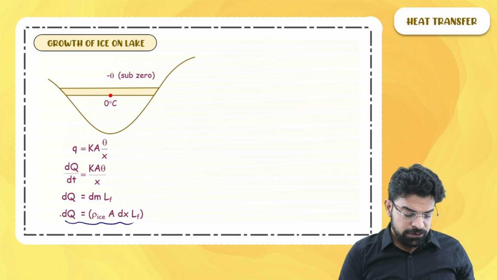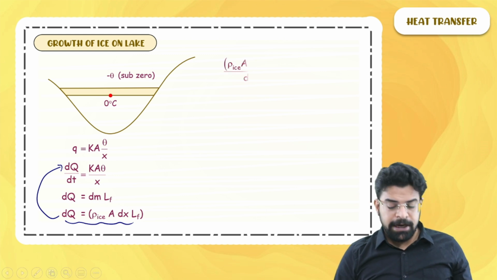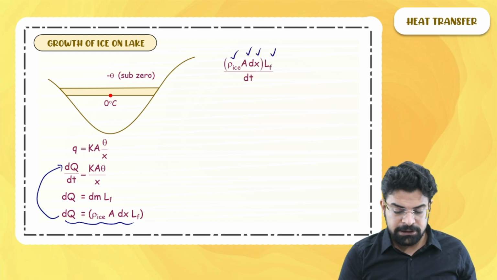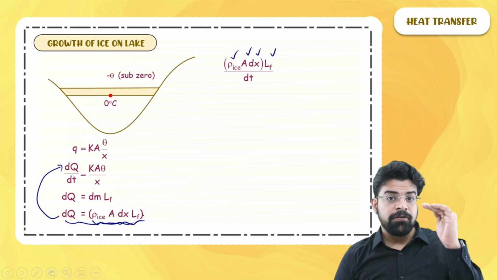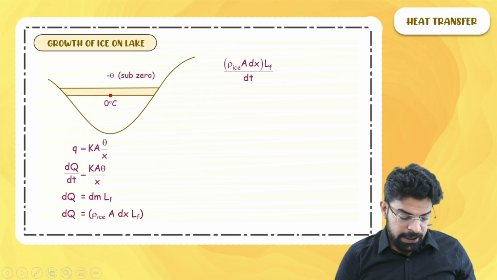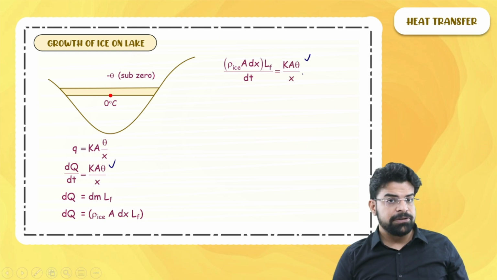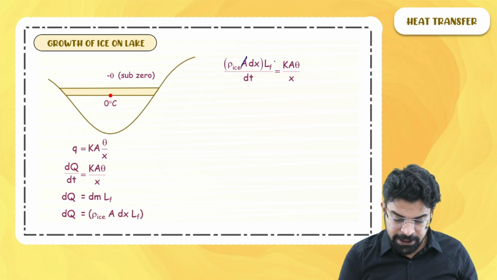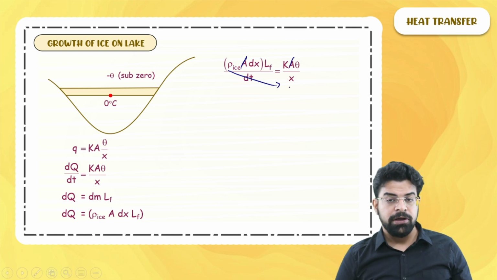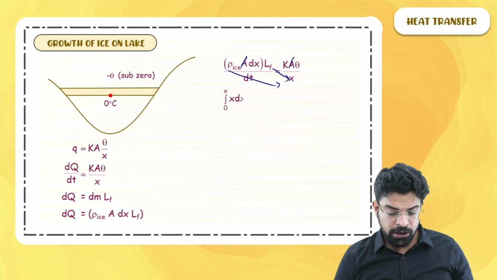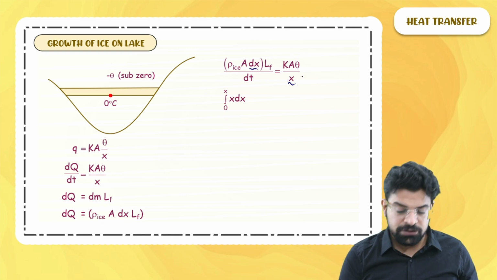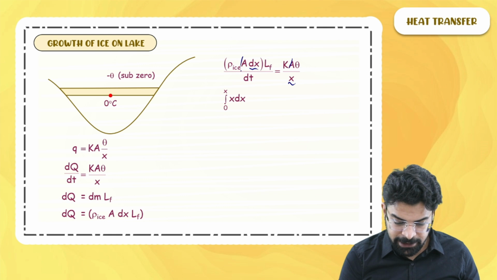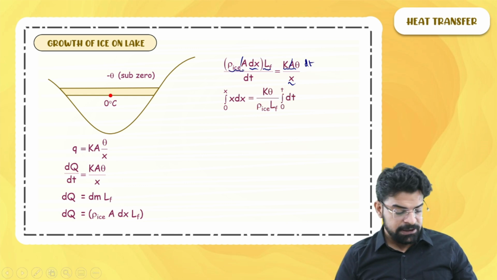Once you know dq equals this, substitute dq here. So you will write the density of ice into A into dx into Lf, which is the infinitely small amount of energy gone, upon dt, equals Kaθ by x. Now, bring this x to the left-hand side and this dt to the right-hand side, and this A gets cancelled, and the density of ice as well as the latent heat of fusion go down here. So what you get is x dx on the left-hand side equals kθ dt upon Lf and density of ice. So this is what you get.